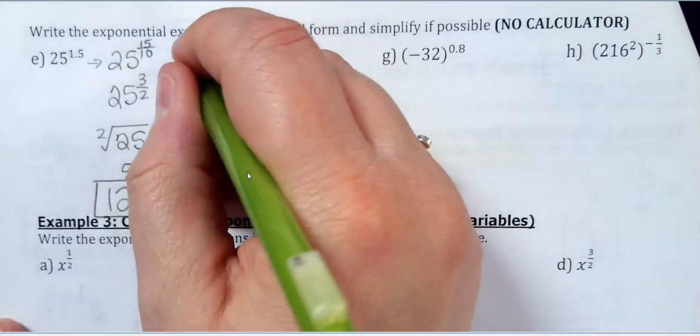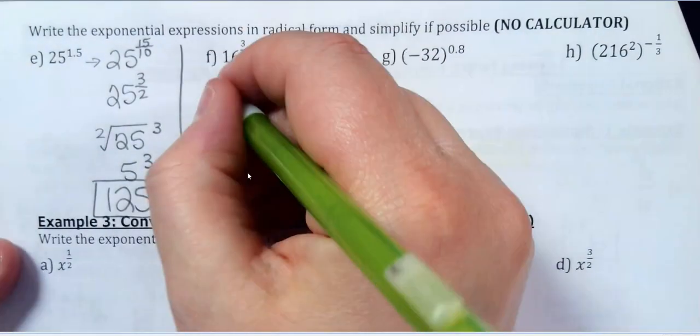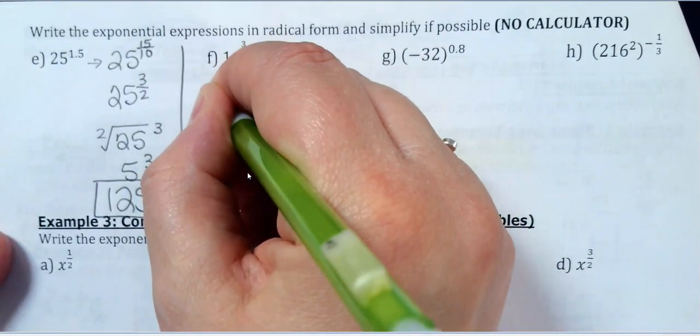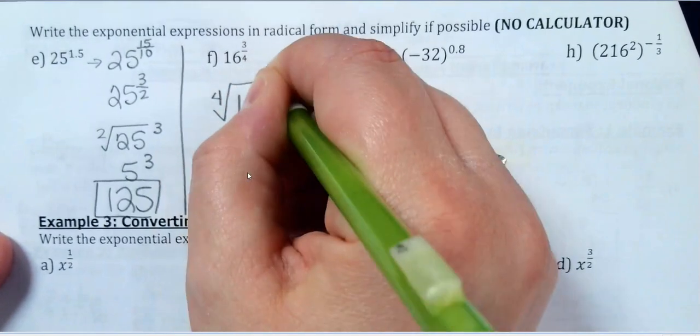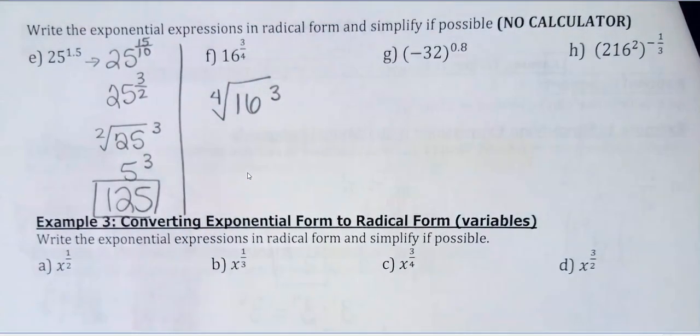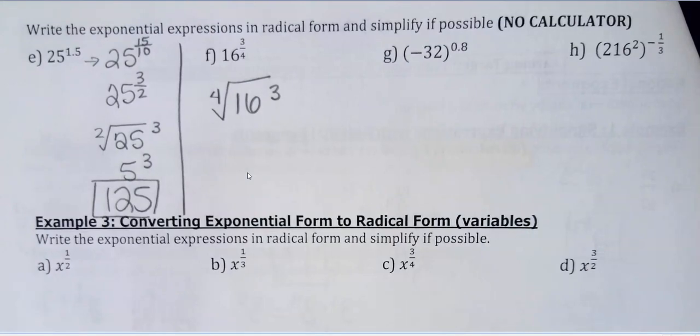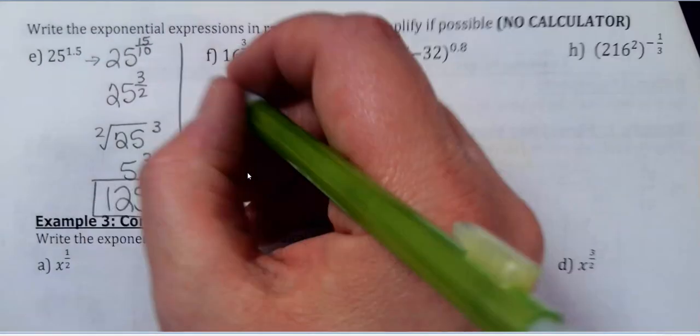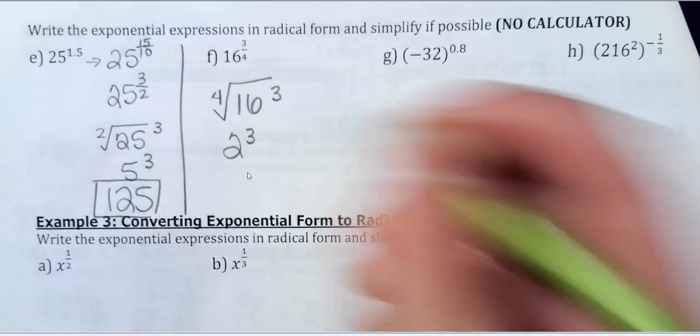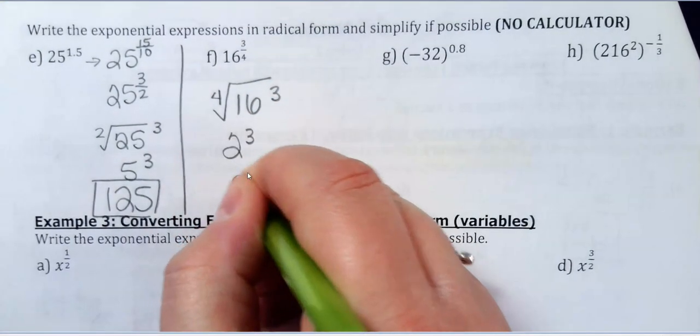All right, so 16. I'm going to bottom out. All right, 16 to the 3/4. This becomes the 4th root of 16 to the 3rd. All right, I don't know how familiar we are with this. Does anybody know the 4th root of 16? 2. All right, so the 4th root of 16 is 2, and then I got to take it to the 3rd power, so then that will be 8.